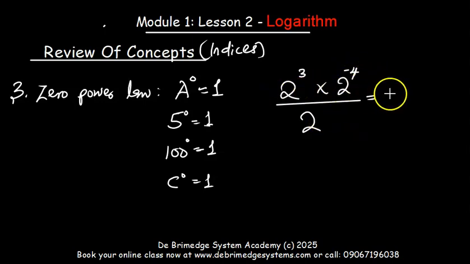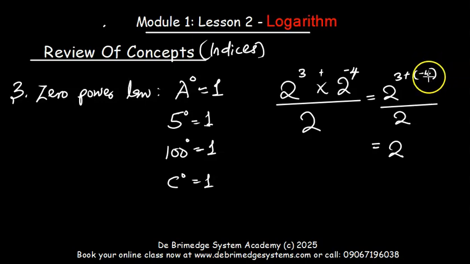So what do I do? The same base, I'm going to pick one of the bases, and then multiplication says add the power. So this is going to be 3 plus, remember this is the plus, and then I have a minus here, so be careful to put that in a bracket, and then I have all of this divided by 2. If I move on from here, what is this going to give me? I'm going to take the base for the numerator, which is 2. 3 plus minus 4 is going to give me 3 minus 4.